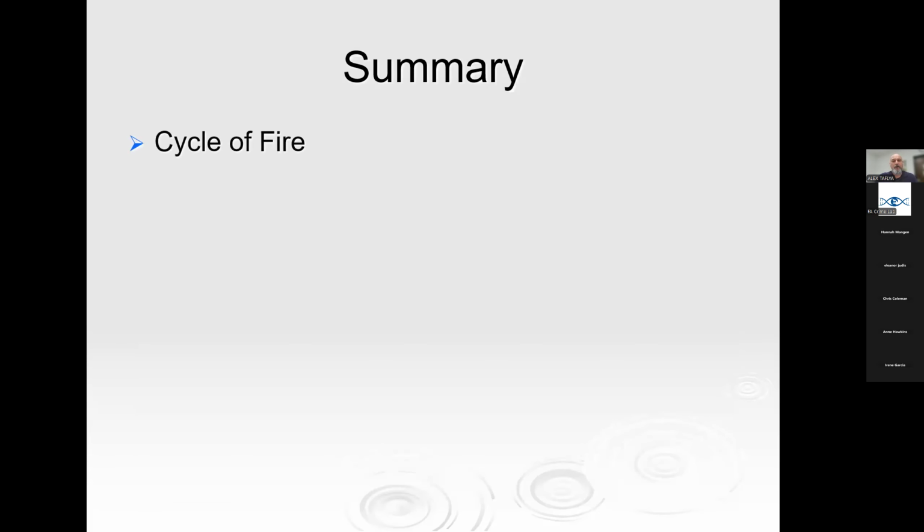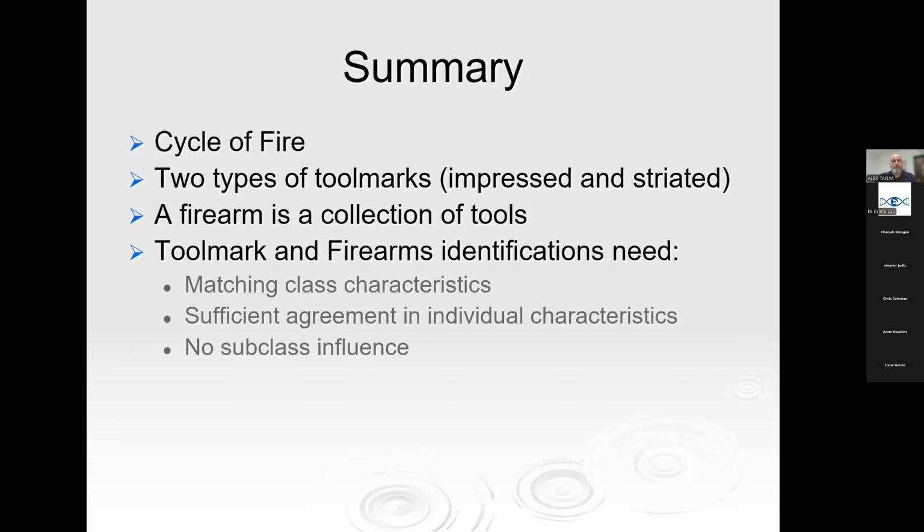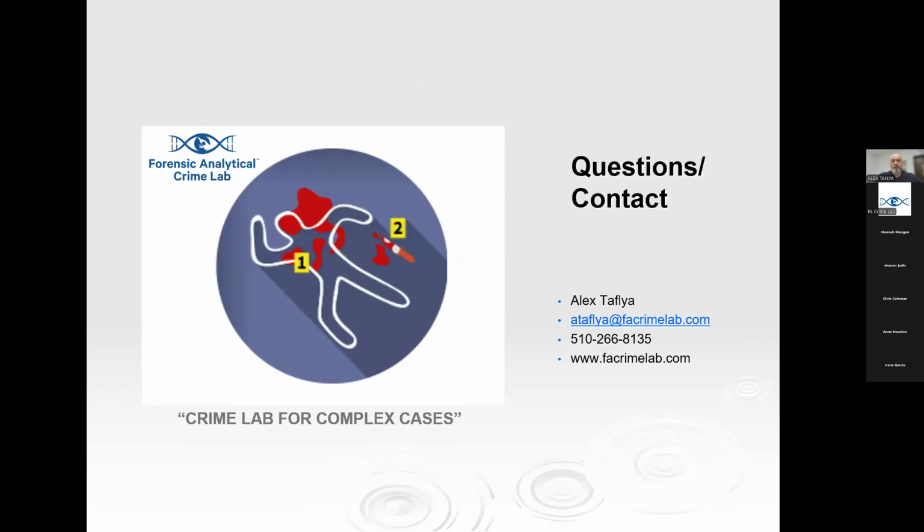So in summary, we talked about the cycle of fire, impressed and striated tool marks, how a firearm is a collection of tools, and that in order to make a firearm identification, you need the matching class characteristics, sufficient agreement in individual characteristics, and no subclass influence. So if anybody has any questions, please feel free to do so.